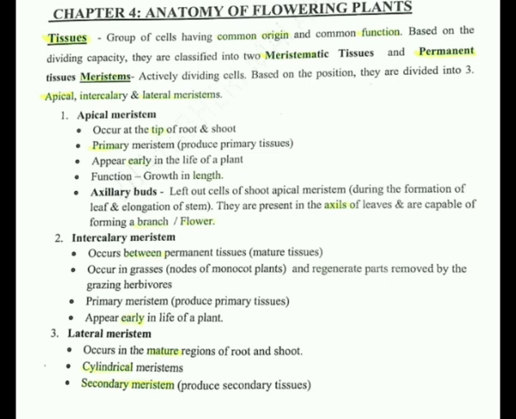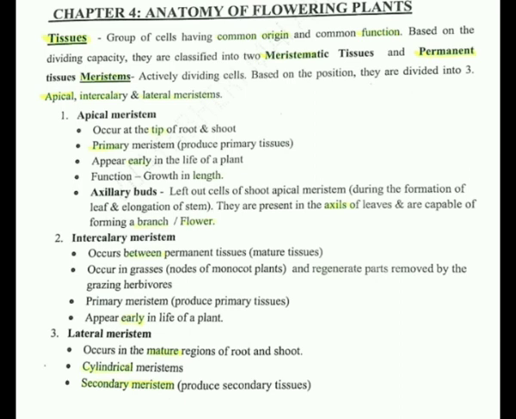It is a secondary meristem. Three main words we should keep in mind. First one is mature, second one is cylindrical, third one is secondary. First one is mature. It occurs in the mature region of root and shoot. Second one is cylindrical. It is a cylindrical meristem. Third one is secondary. It is a secondary meristem.